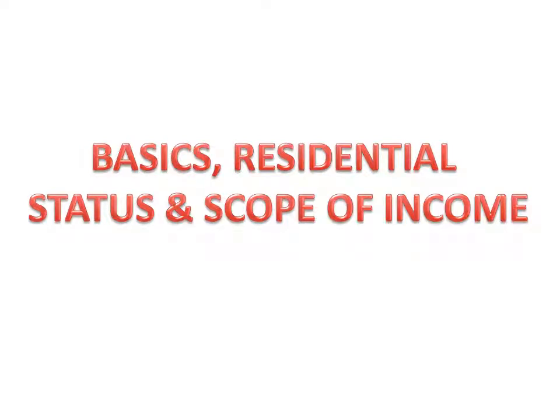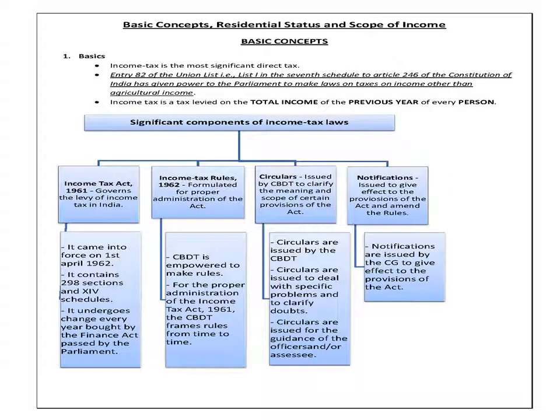Hi, so we are going to see basics, residential status and scope of income in your direct tax chapter. That is, this is lesson number 1 and 2 from your direct tax material. So moving on with the basic concepts. What are the basics first?